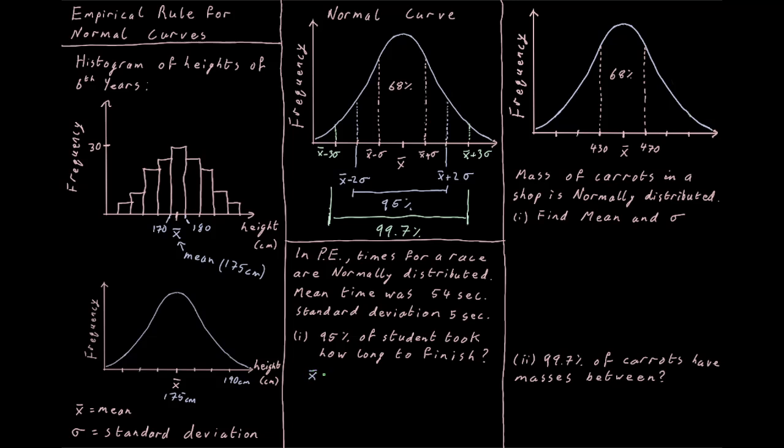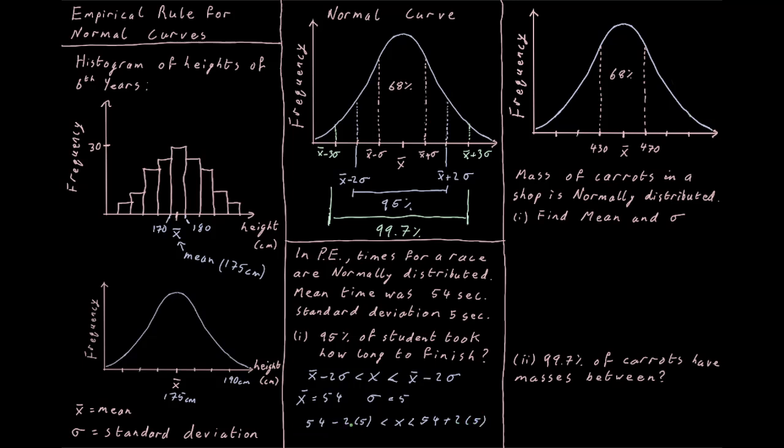So the answer would be, we want to know this range of values. So X is our outcome, our students' finish time, and 95% of the students are going to be within 2 standard deviations of the mean. So we can calculate this. We know the mean, we're told in the question, is 54 seconds. And we know the standard deviation is told to us is 5 seconds. So we know that 95% of our students are going to be between 2 standard deviations from the mean. So it's going to be between 54 minus 2 groups of 5 seconds and 54 plus 2 groups of 5 seconds.